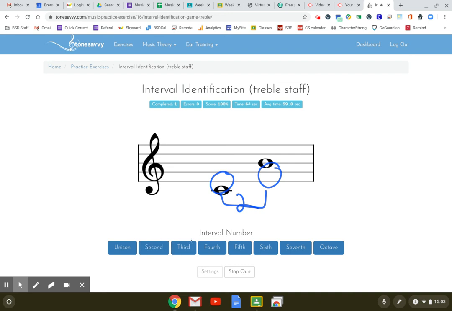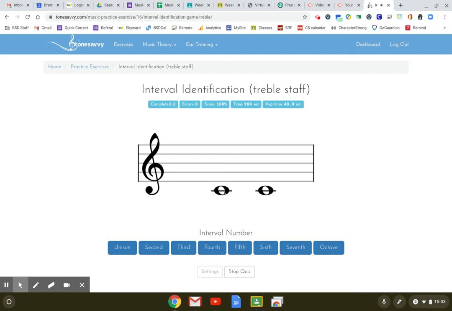Now here's the next interval. Let me erase these markings that are there. So here I can see C, that'd be a D, E, F, G, A, B. So that note must be a B, and I can count up numbers. That C would be 1, D is 2, E is 3, F is 4, G is 5, A is 6, B is 7. So that must be a seventh apart. And it tells me I'm correct.